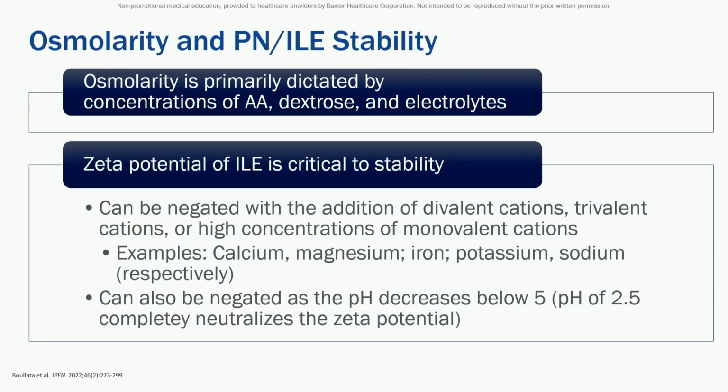So the zeta potential is a negative charge that is created by the emulsifier that keeps the lipid particles separated. As you start to negate the zeta potential with high concentrations of cations, anions, divalent cations, trivalent cations, and increasing or lowering your pH, you can see the zeta potential neutralizing and those fat globules starting to coalesce.